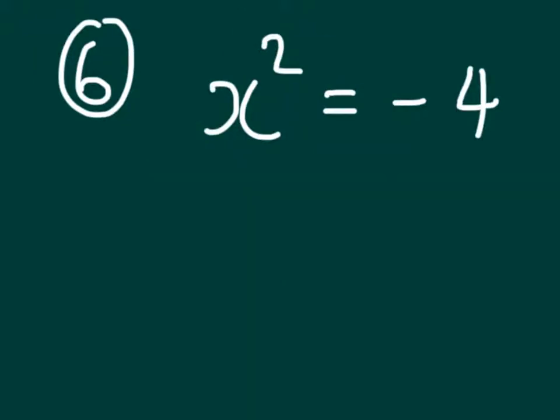X squared is equal to minus 4. This is impossible. Any number raised to an even power results in a positive answer. Therefore, there is no solution.